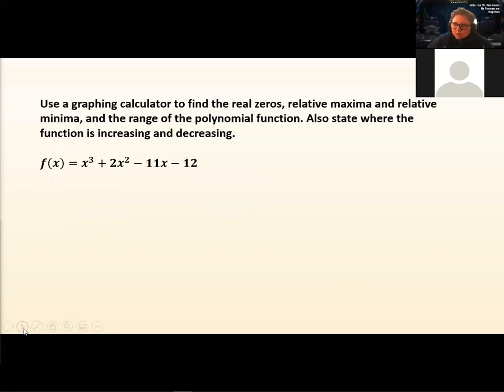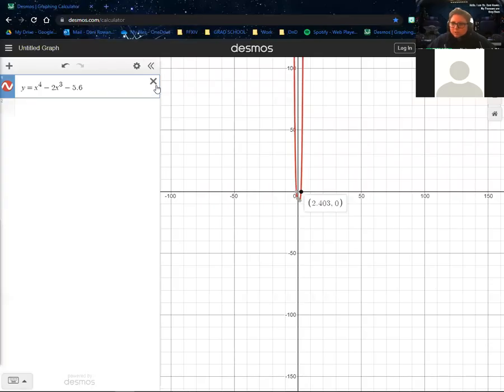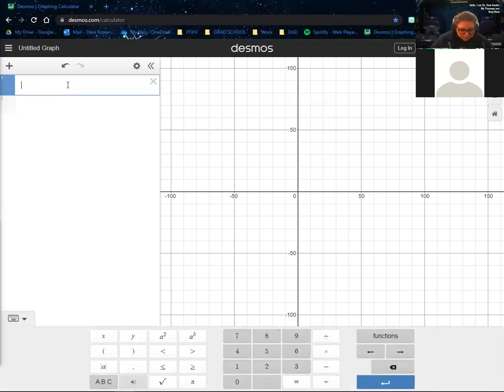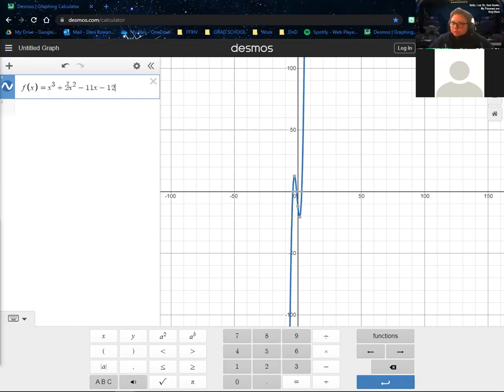Okay. So we're using the graphing calculator to find the real zeros, any maximum and minimum, and the range. And we state where the function is increasing and decreasing. Okay. So again, I'm just going to bust out my calculator and type the function f of x equals x cubed plus 2x squared minus 11x minus 12.